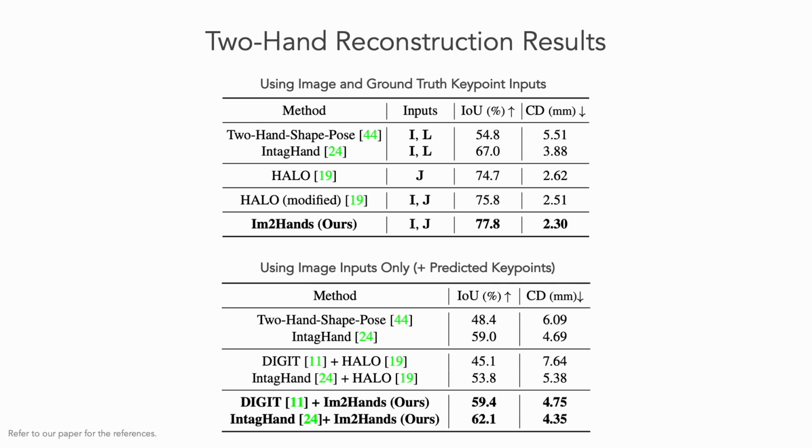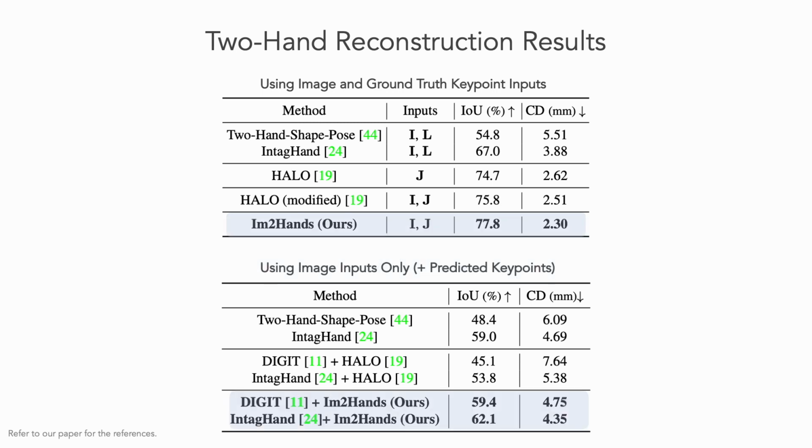Now we present our experimental results. We perform experiments in two main settings. In the first setting, we assume that the image and ground truth key point inputs are both available to test our model's representation power. In the second setting, we assume an image-based reconstruction scenario where only image inputs are available and the key points predicted from the input images are used.